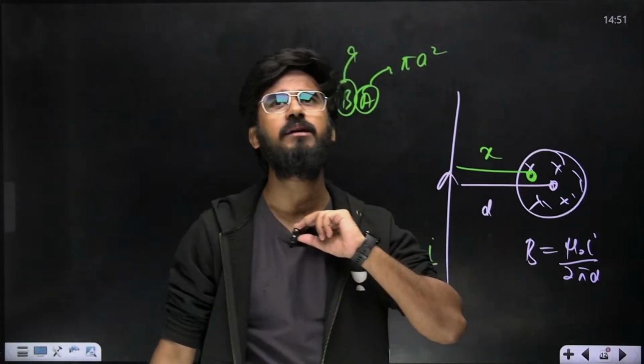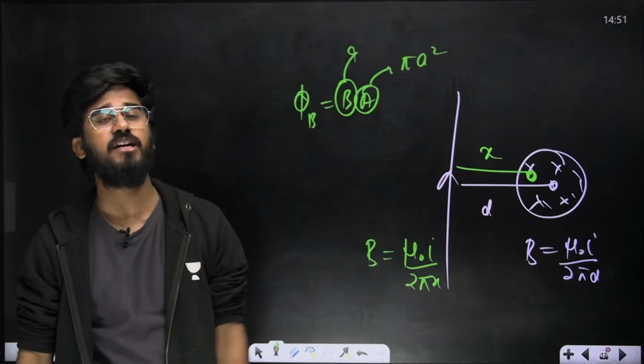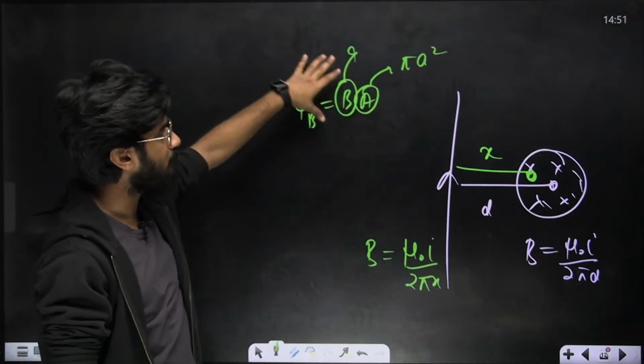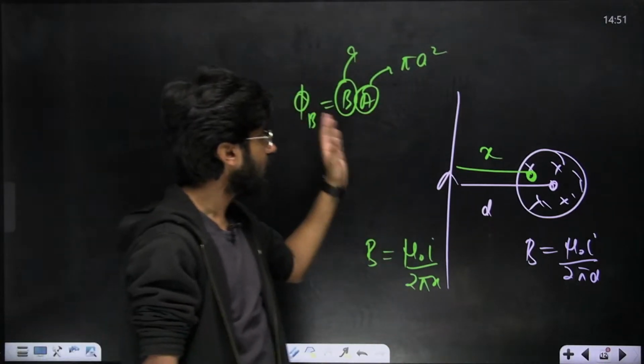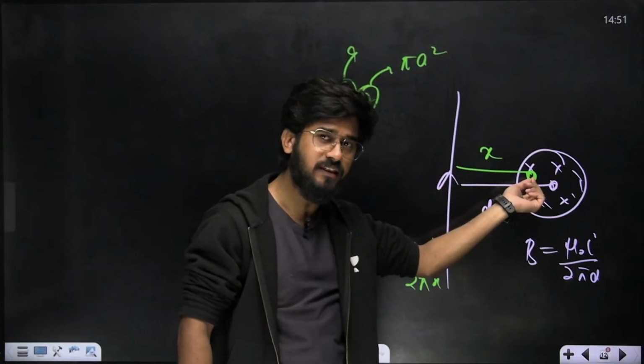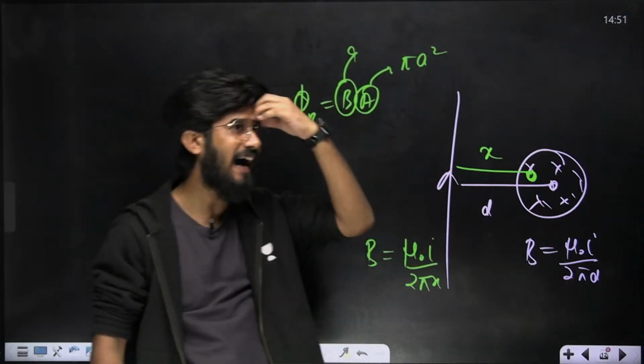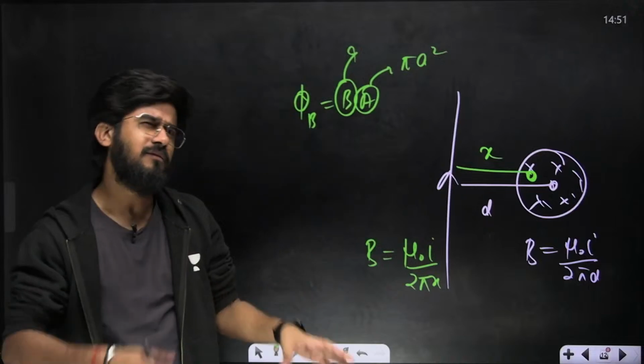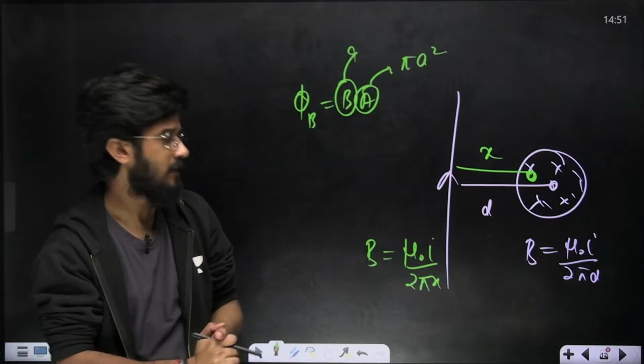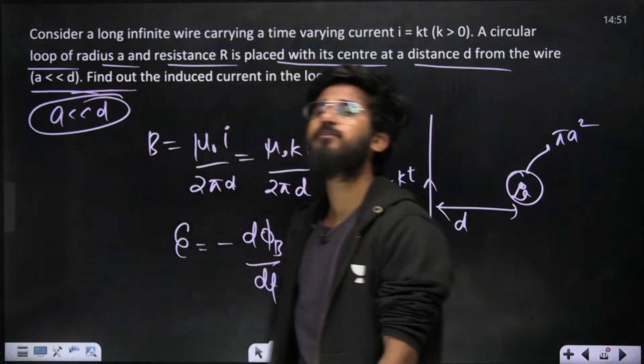Last topic will be self-induction and mutual induction. Okay, so B into A. Now listen to me very carefully. If you are trying to find the magnetic field at this particular point, you will have to think about something else. Now in this question, there is something else given.